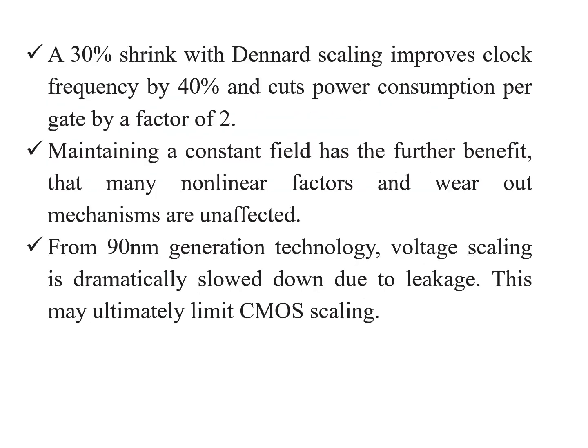A 30% shrink with Dennard scaling improves the clock frequency by 40%, and as a result there is a reduction in power consumption per gate by a factor of 2. Maintaining a constant field has the further benefit that many nonlinear factors and device mechanisms are unaffected. But from the 90 nanometer technology generation, voltage scaling has slowed down due to the presence of leakage current. This may ultimately limit CMOS scaling.